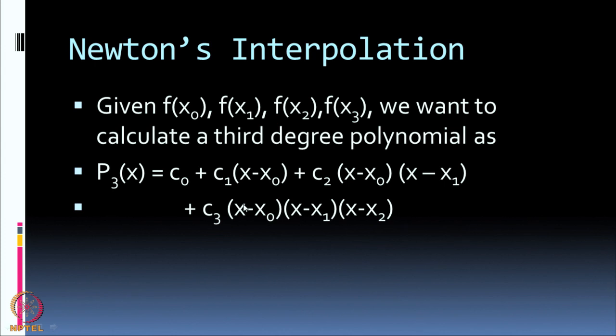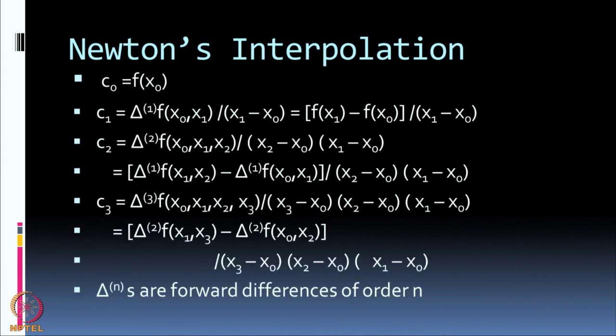So, now let us look at the formula. The formula is given here. This is the Newton's interpolating formula. We also call it a forward interpolation, because you will go from x naught to x1, x1 to x2 and so on. So, my C naught, the first constant, is the value of the function at x equal to x naught. So, this is my C naught. C1 is given by delta 1 f(x naught, x1) divided by x1 minus x naught.